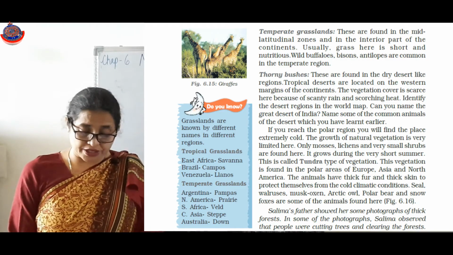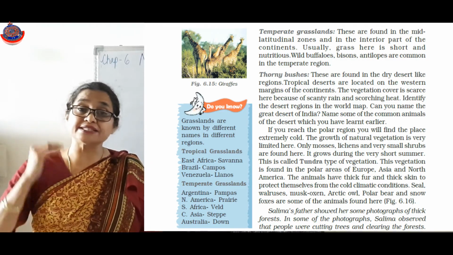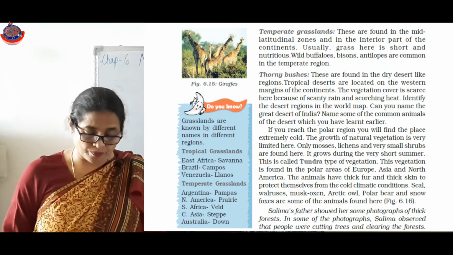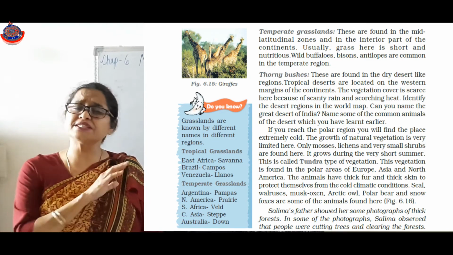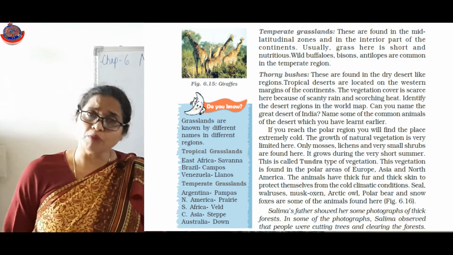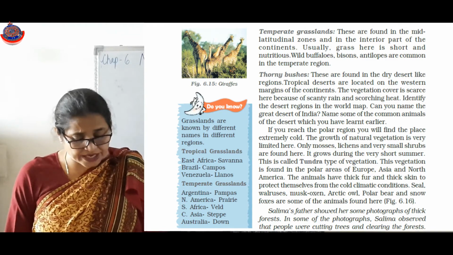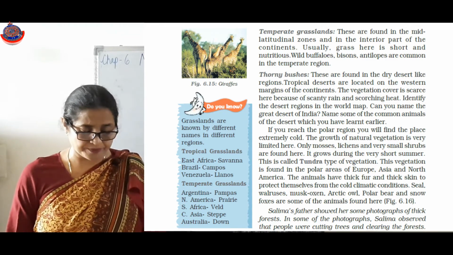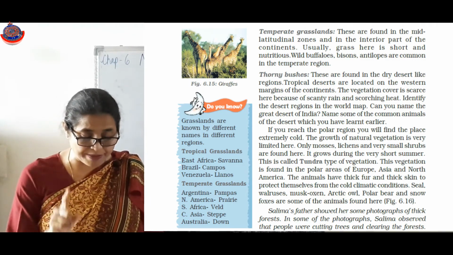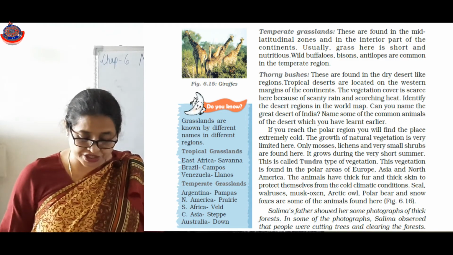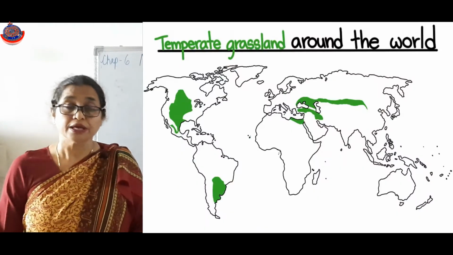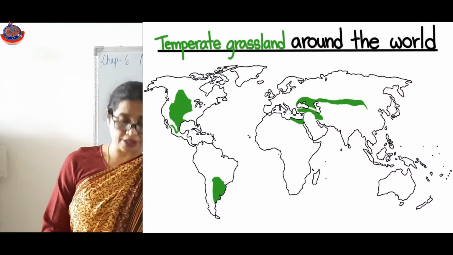If you reach the polar region, you will find the place extremely cold. The reason is that the temperature is very low. The growth of natural vegetation is very limited here. Hardly anything grows there. Only mosses, lichens and very small shrubs are found here. They are also called the tundra type of vegetation. Remember, the tundra type of vegetation. This vegetation is found in the polar areas of Europe, Asia and North America.